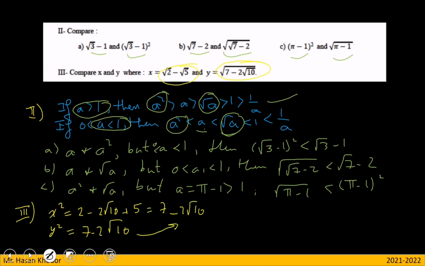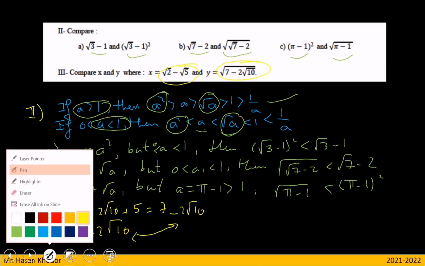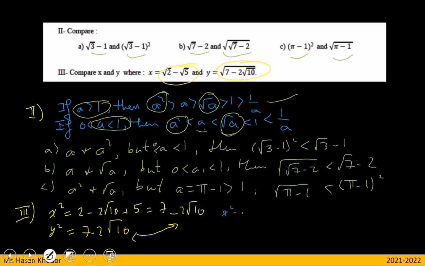As you see, if you compare the answers, this means that x squared is equal to y squared. But this does not mean x equals y necessarily. This means x equals y or x equals minus y. But if you go back, y is positive because y is made up of a radical sign. However, x is negative. Why?